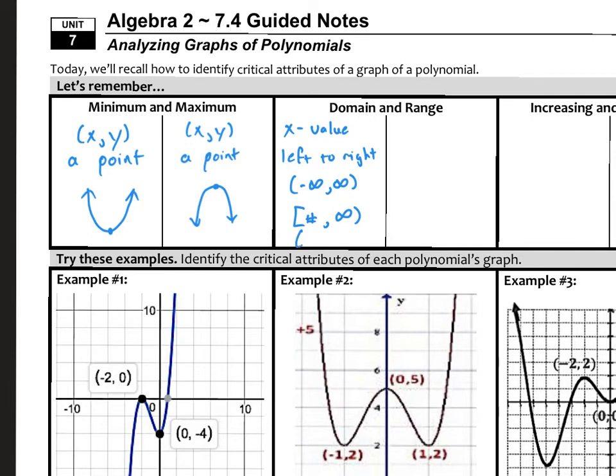We may also start at negative infinity and then stop at a number. Okay, so left to right. Negative infinity is always on the left. Infinity is always on the right. Positive infinity, always on the right side.